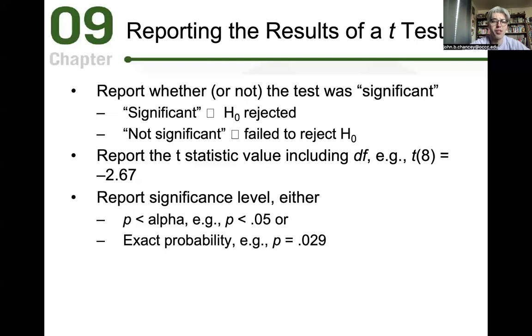In terms of reporting the results of a t-test, typically you'll report whether it's significant or not. If it's significant, that means we are rejecting the null hypothesis. Not significant means we are failing to reject the null hypothesis. Typically, you'll see it reported, the t-statistic, you'll see the degrees of freedom. So it would be t, the degrees of freedom in parentheses, equals, and then the value you get from the t-statistic. And then you can report the significance level. P is less than alpha, or you might actually put the actual probability value. So if, let's say you got 0.029, you would say, that's obviously less than 0.05, so we can reject the null hypothesis there as well.